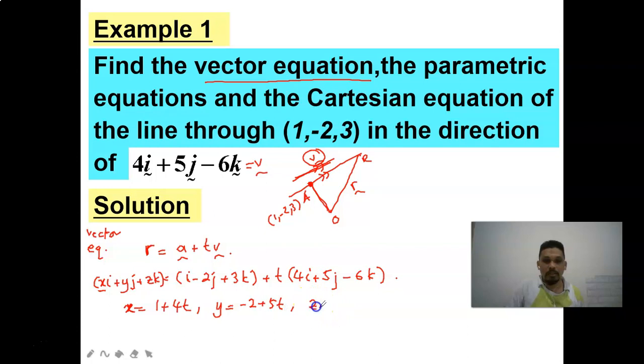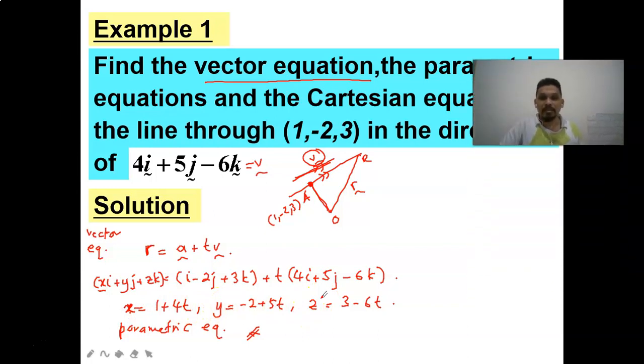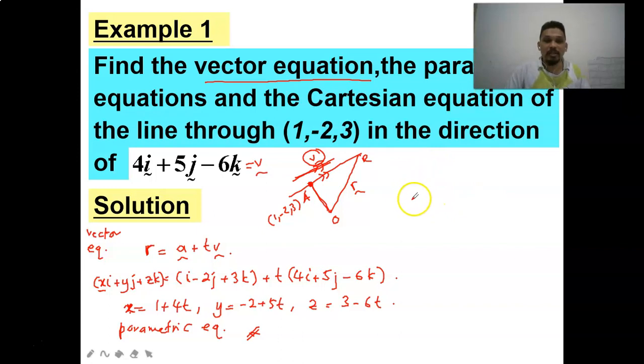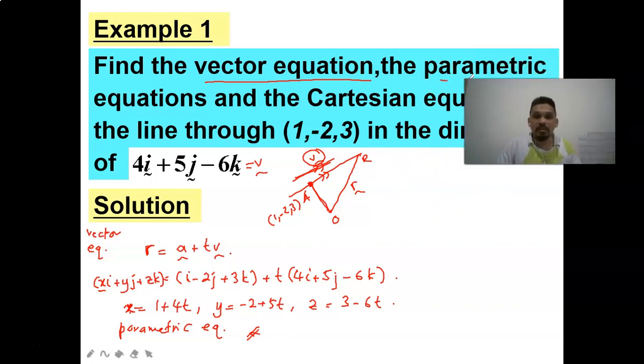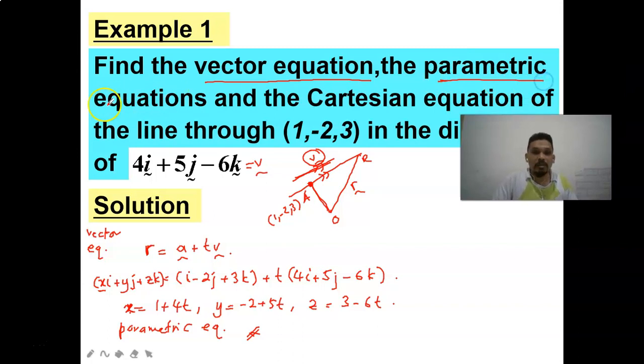T and z equal to, look at the magnitude of k here, 3 minus 6, -6 times t here. So this is in the parametric equation. Okay, 1, 2, 3. If I answer all this in just one page here, the parametric equation is all here.